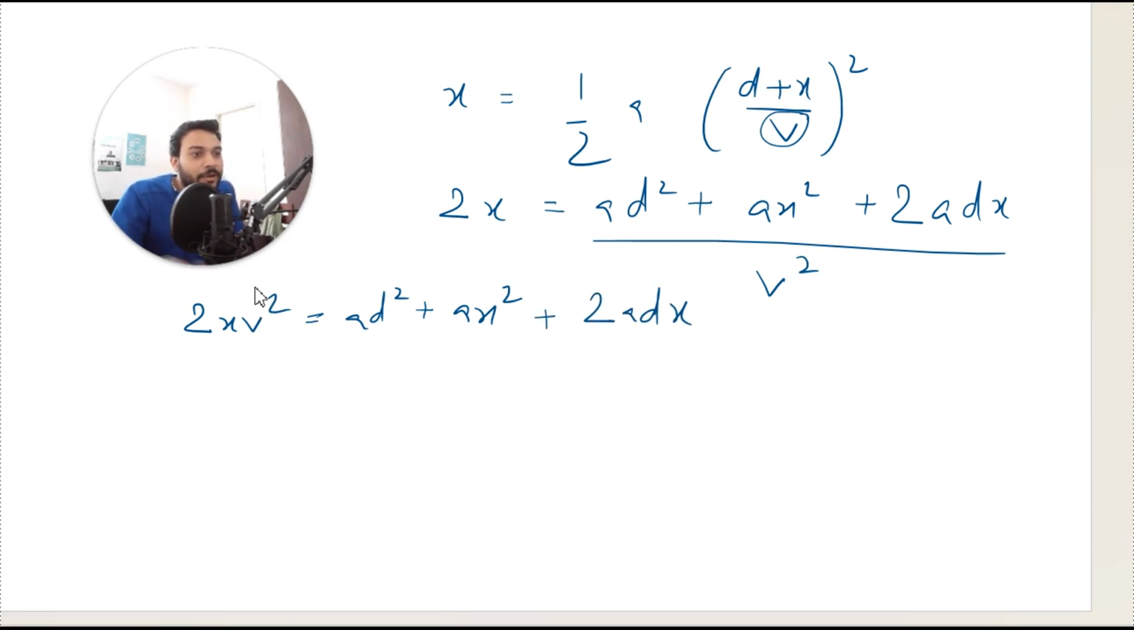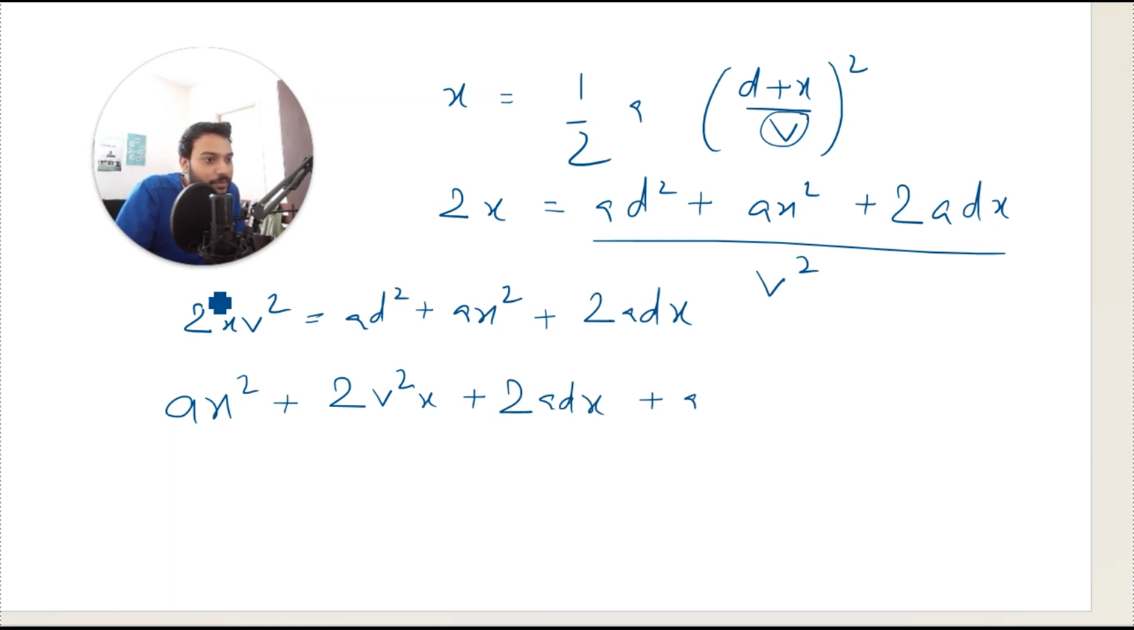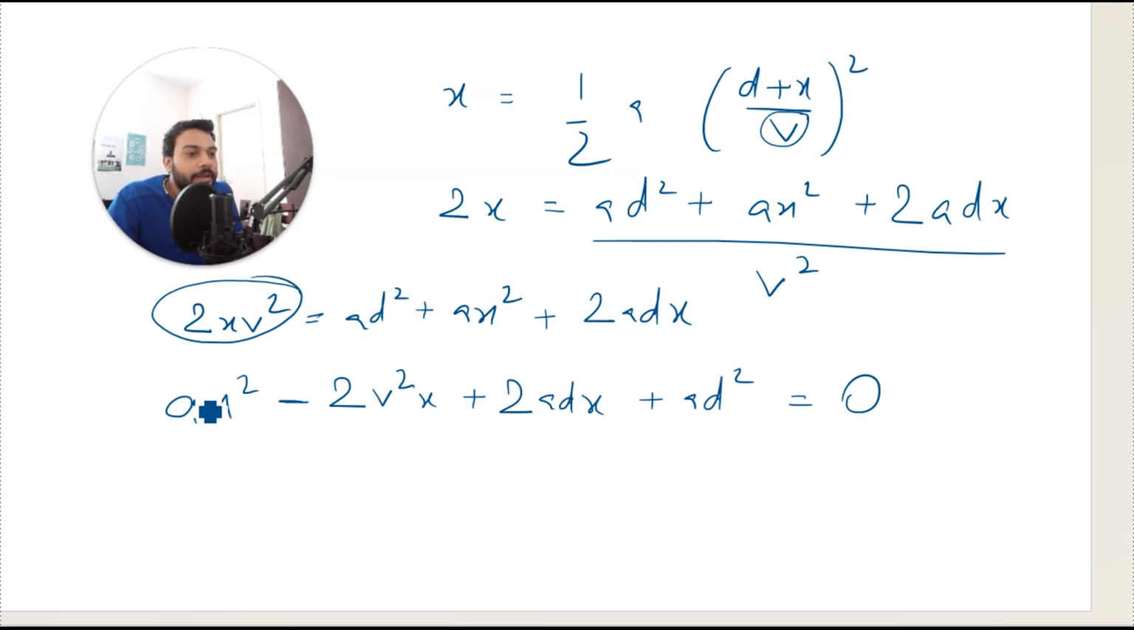Okay, let's make it look like a proper quadratic equation. For that, we'll transfer this 2xv squared term to the right hand side. It becomes ax squared plus 2v squared x plus 2adx plus ad squared is equal to 0. Okay, now, made a mistake, sorry. When this gets transferred to the other side, it'll become a negative. So this sign here is going to be a negative sign.